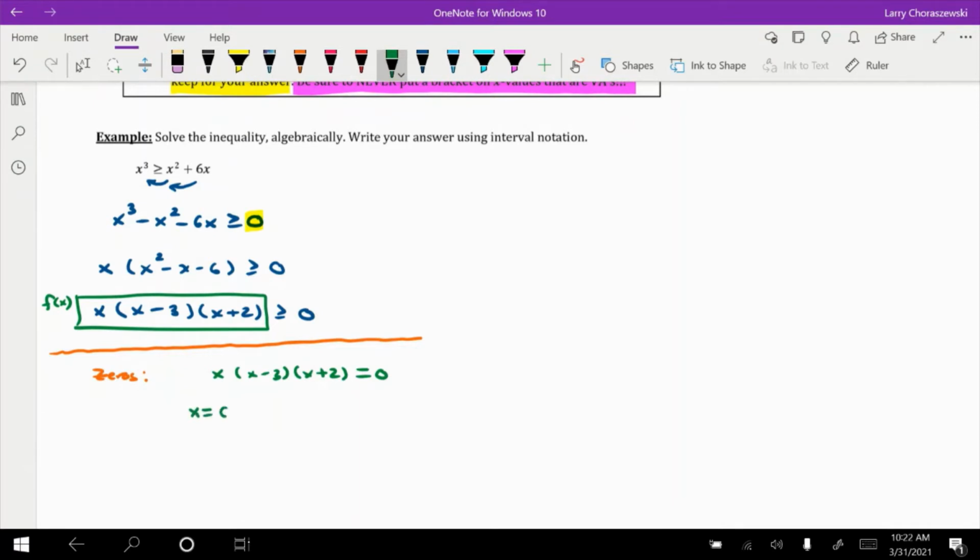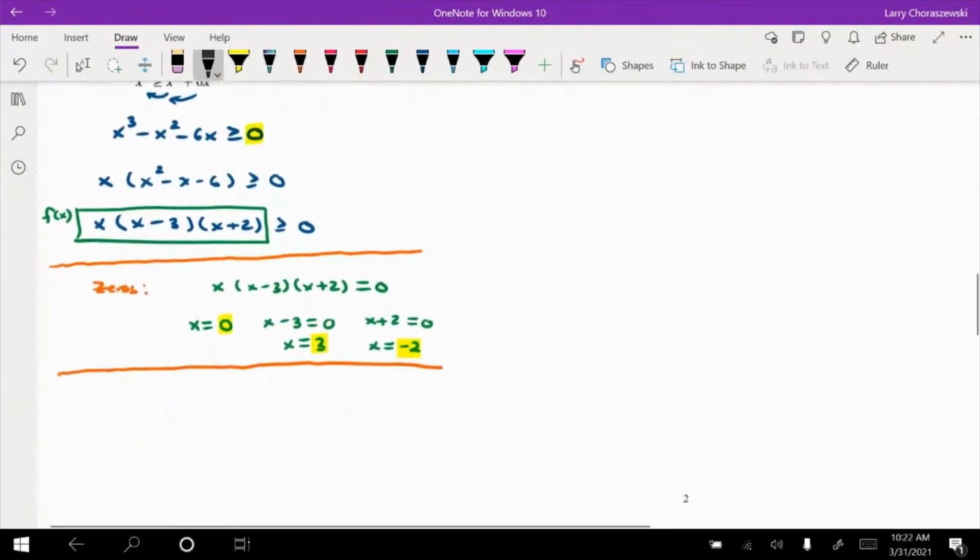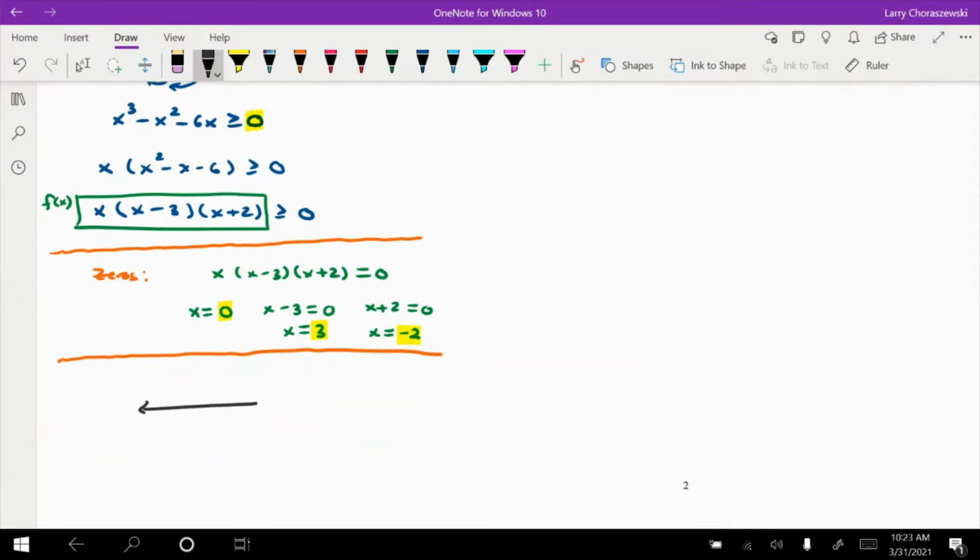If we set the first factor equal to 0, x equals 0, that's one of them. The second factor set equal to 0 will give us 3, and the third factor set equal to 0 will give us negative 2. These 3 values of x are going to be important for us, because they're going to get plotted on a number line, thereby separating it into sections.